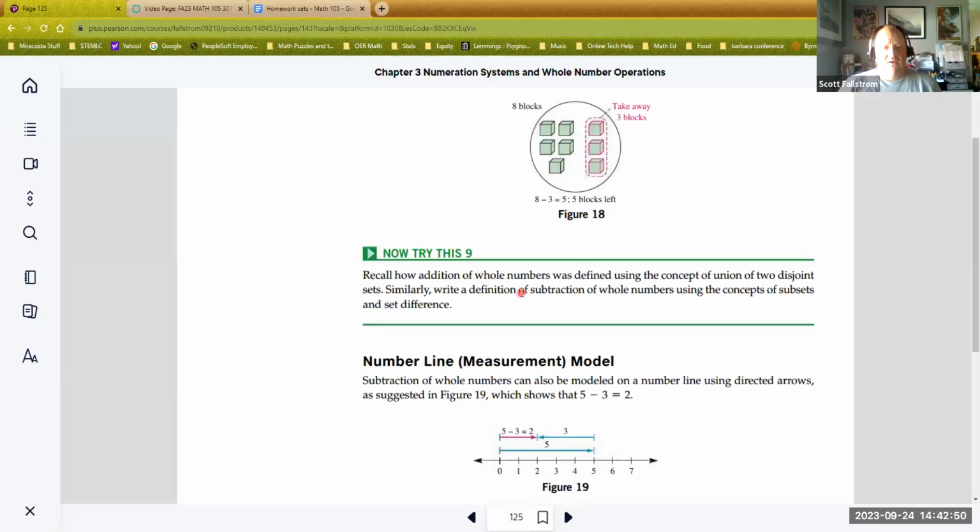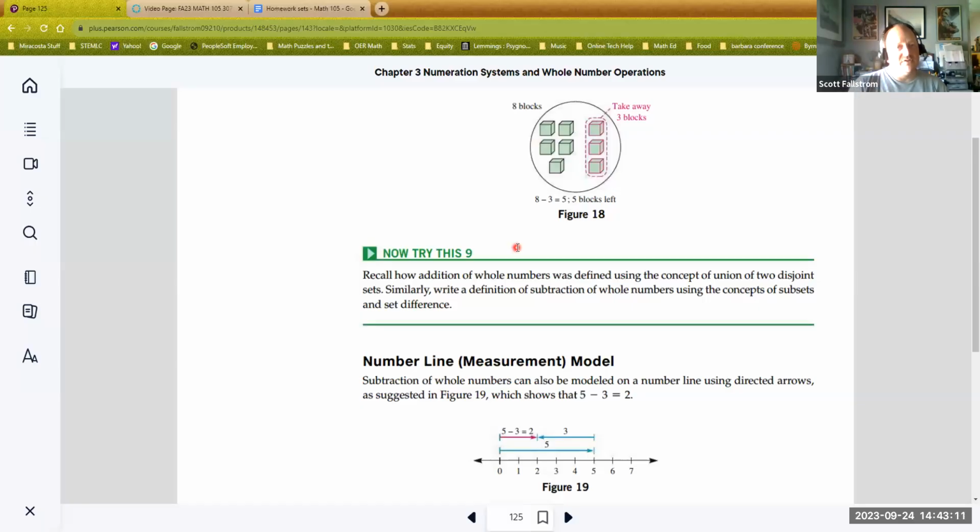Okay. So this is similar to what we did with sets, but with sets, we had to make sure they were disjoint. Here, now we want to start thinking about using something like set difference. And that's what we did in sections 2.1, 2.2 and 2.3 when we did set difference.